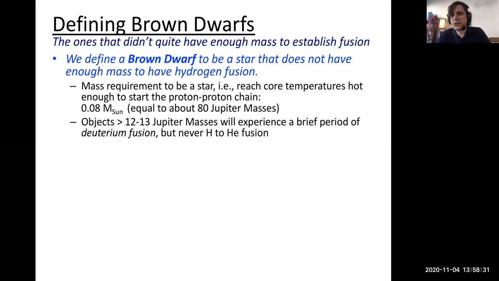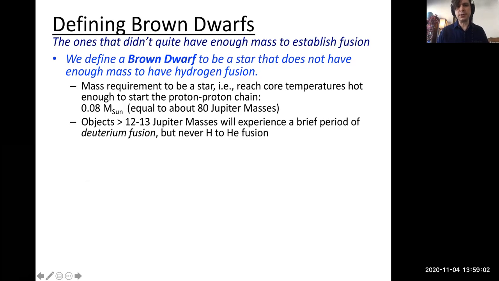However, objects that are 12 to 13 times the mass of Jupiter, that's significantly more massive than Jupiter, will have a very brief moment of fusion happening in their core. But it's not the proton-proton chain fusing hydrogen into helium. It's just one of the parts of the proton-proton chain, where they can fuse deuterium into, say, helium-3. So they can bring hydrogen atoms together to form heavy hydrogen.